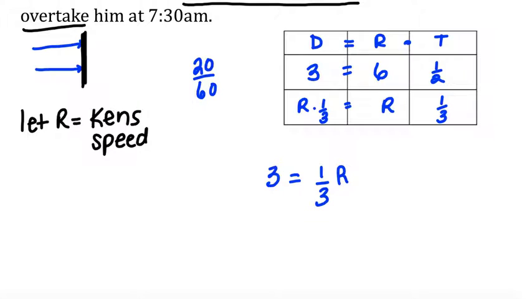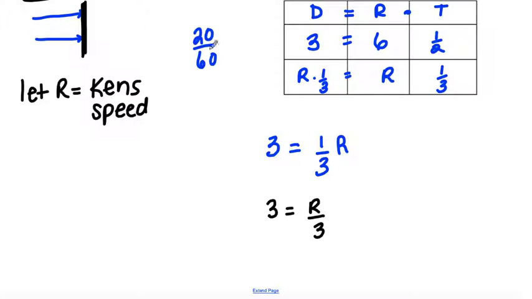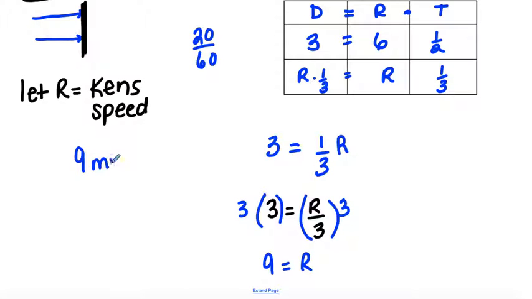Now, remember from our previous unit that we've got a couple options here. We can write this as 3 equals R over 3, okay? And then we can clear fractions, which is what I'd like to do. So I'm going to multiply both sides by the lowest common denominator, so I'm going to multiply both sides by 3. And we're going to get 9. So his rate is 9 miles per hour. So 9 miles per hour.